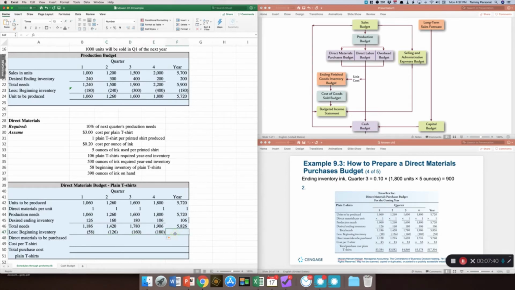And again, just like before, our beginning inventory for the year was our beginning inventory for the year, so you can't just drag that calculation across. And so this is how much we need to purchase, the sum of those two.